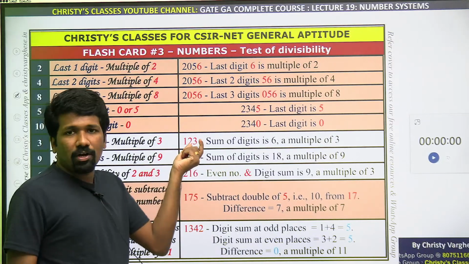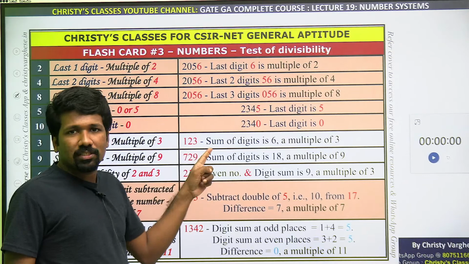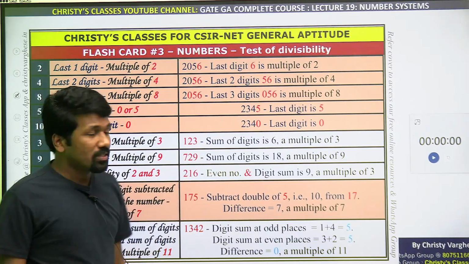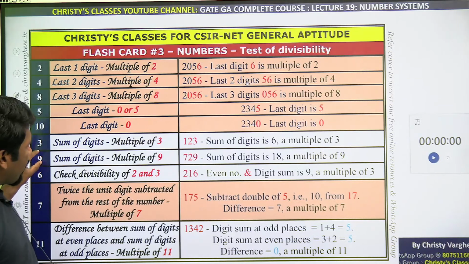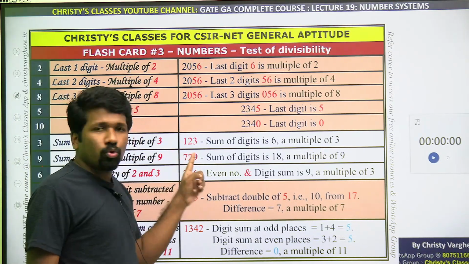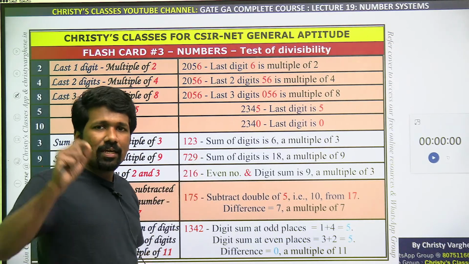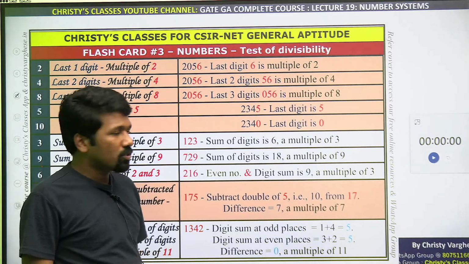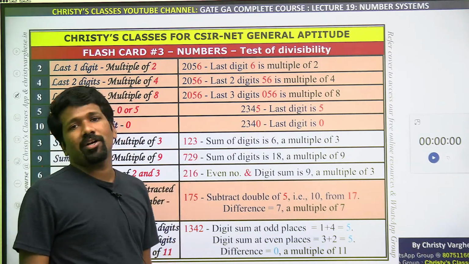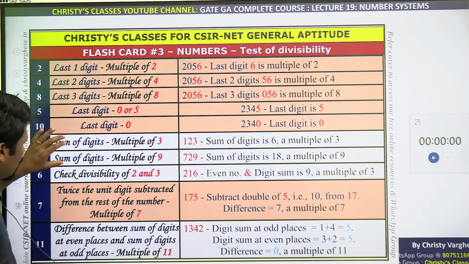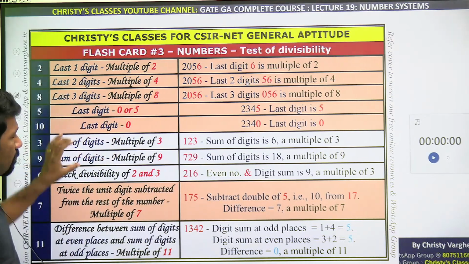So for example 123. 1 plus 2 plus 3, 6 है ना. 6 is a multiple of 3, so 123 is also a multiple of 3. Similarly 9 का multiple के लिए या 9 से divisible होने के लिए number, for example 729. 7 plus 2 plus 9 is 18. 18 is a multiple of 9. 18 by 9 you will not get any remainder. So 729 भी 9 का multiple होगा, because 7 plus 2 plus 9, 9 का multiple है. So 3 और 9 का divisibility is based on sum of digits.